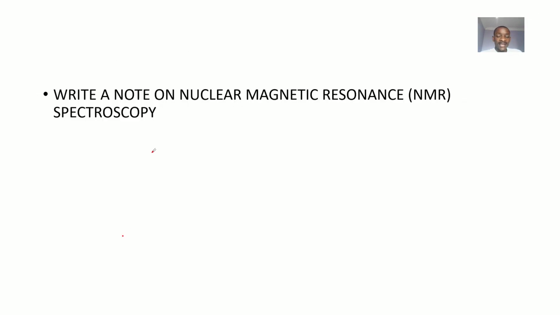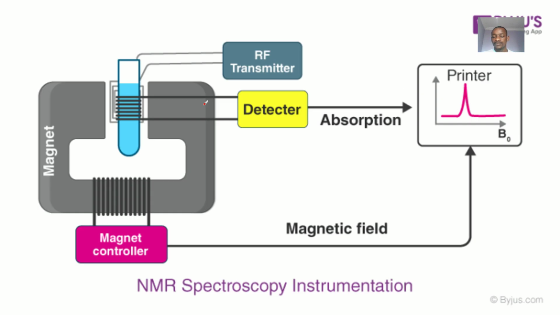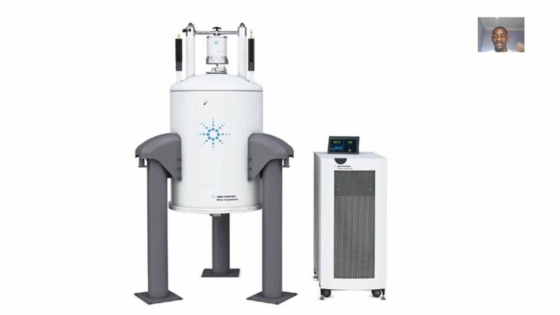Okay, so the next exam question was: students in an exam were asked to write a note on nuclear magnetic resonance spectroscopy. All right, so this is a machine. Nuclear magnetic resonance spectroscopy is a machine. You can see this is how the machine looks. And this machine is all about trying to determine the structure of things.